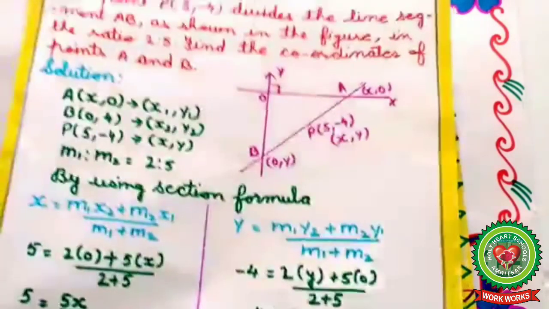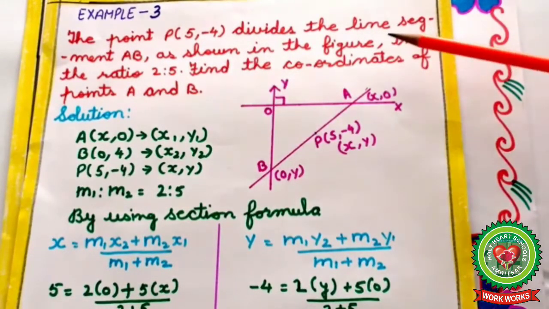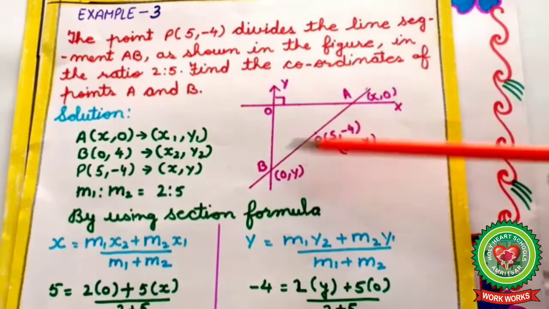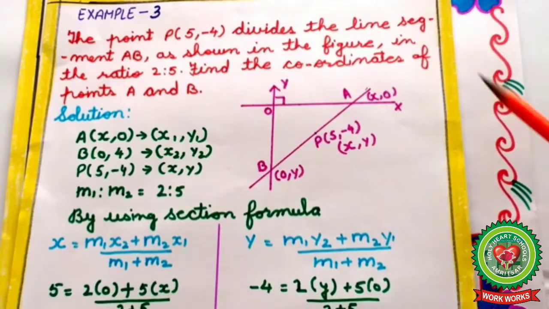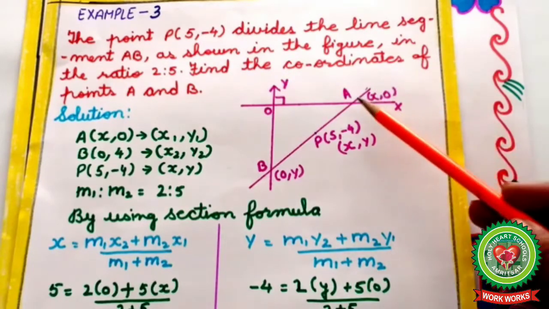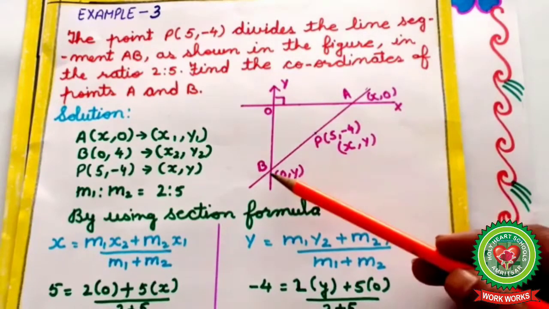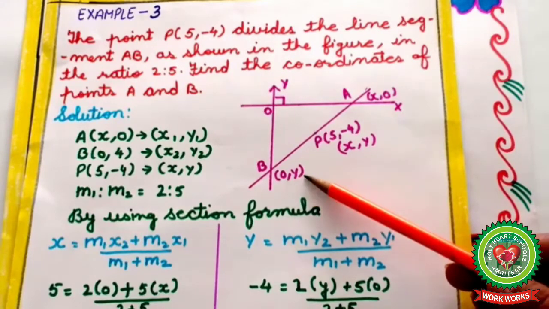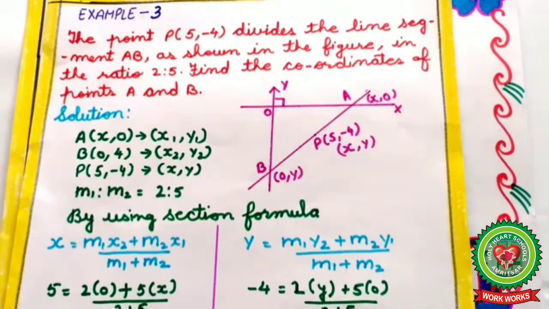Now the third example: the point P (5, -4) divides the line segment AB, as shown in the figure, in the ratio 2:5. Find the coordinates of A and B. Now A lies on the x-axis, so the coordinates of A are x and 0. B lies on the y-axis, so the coordinates of B are 0 and y, and the point is given as x and y, and the ratio is given as 2:5. So the m1 value is 2 and the m2 value is 5.